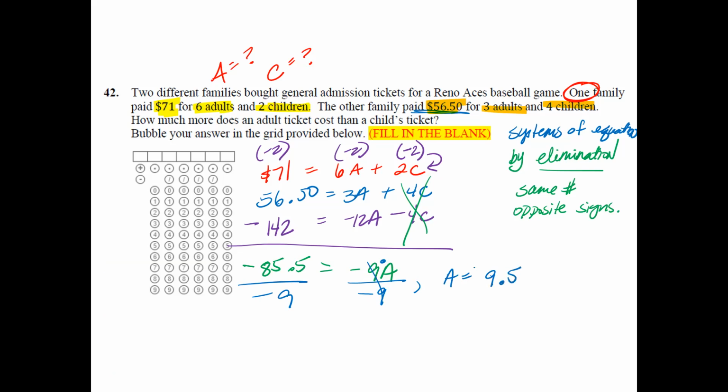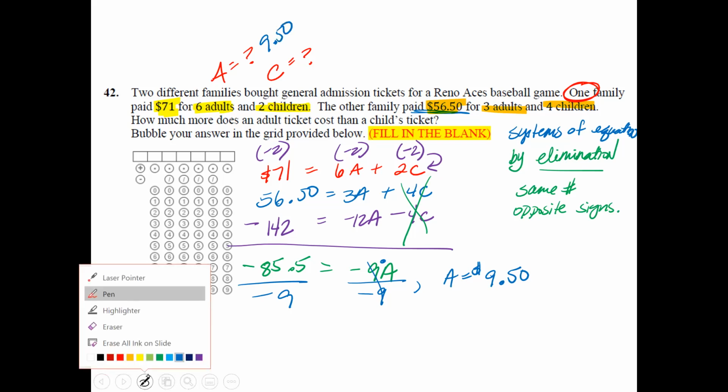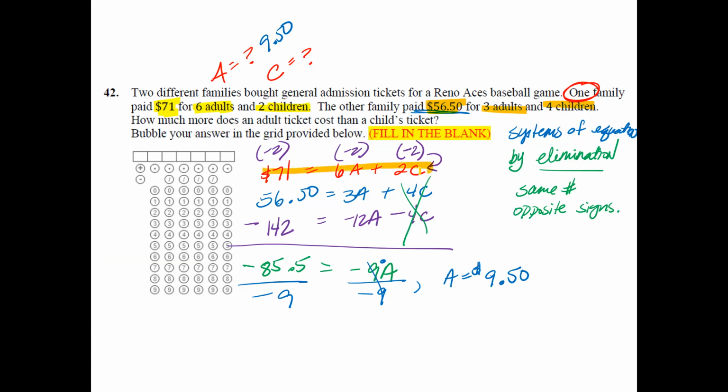Adult tickets cost how much? $9.50. So now that I have an adult ticket, I have to figure out what a child ticket is. To figure out the child ticket, you can use either the first equation or the second equation. It doesn't matter which one you use, the red equation or the blue equation. I'm just going to use the red equation because it's just there. So your red equation is 71 is equal to 6A, replace the A with $9.50, plus 2C.